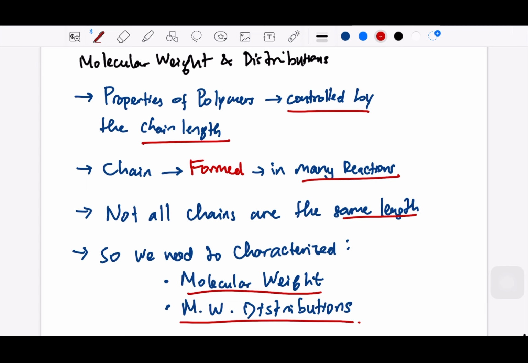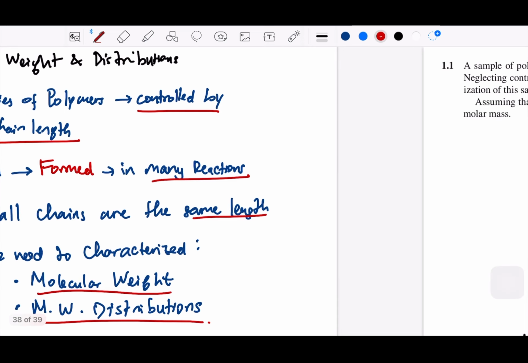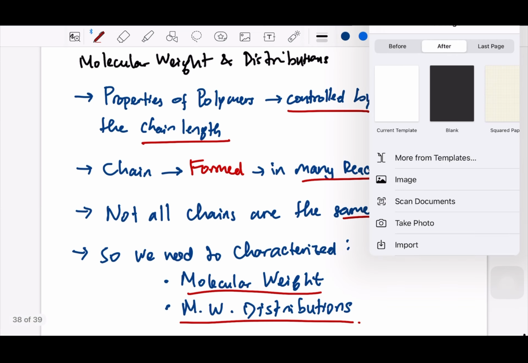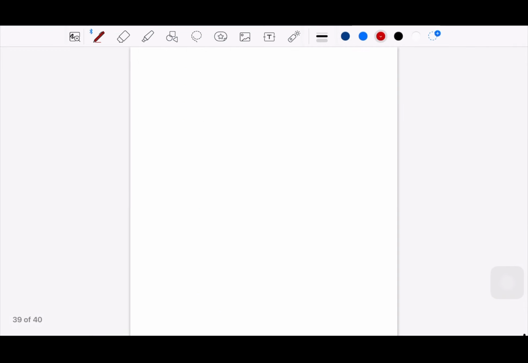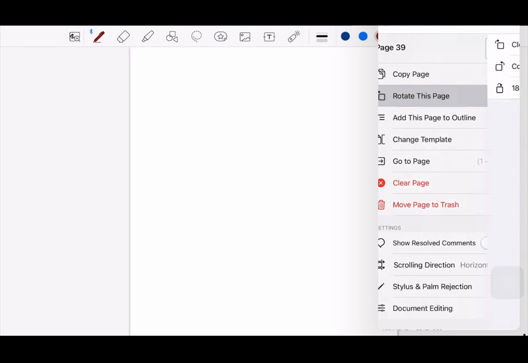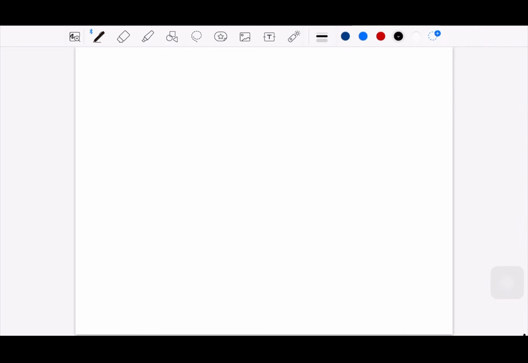So how do we formalize? Because they have different lengths, we need to come up with some general rule. The general rule is the formula that we have before. We are going to find the molecular weight and the molecular weight. Now let me give you an idea.